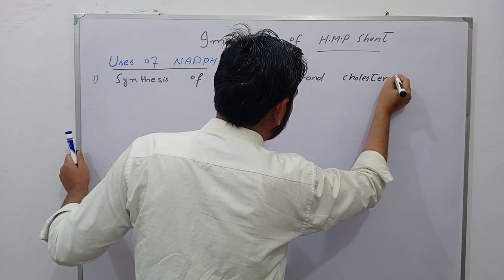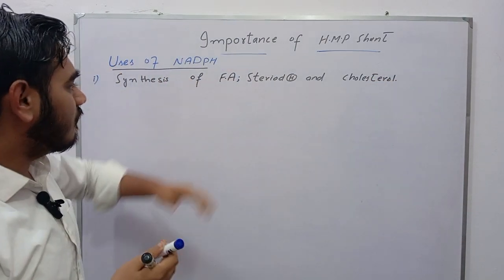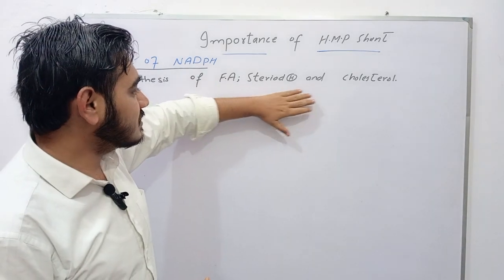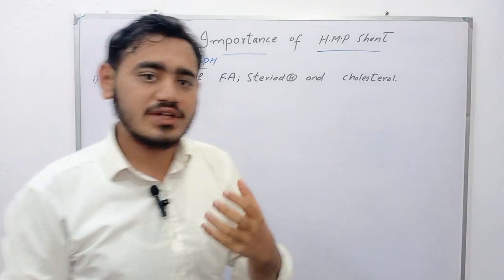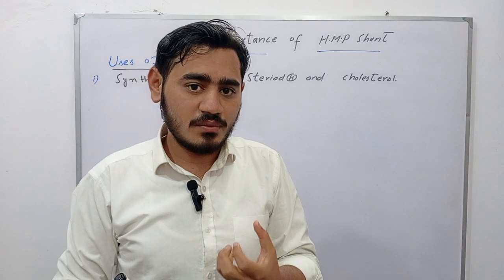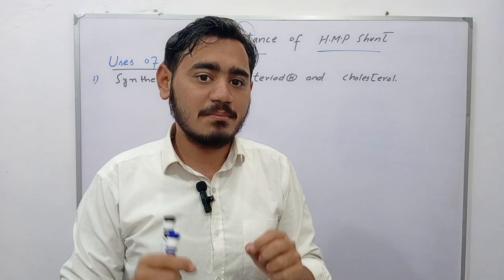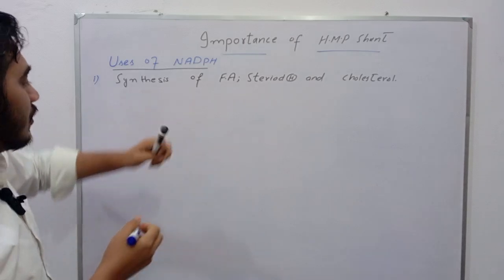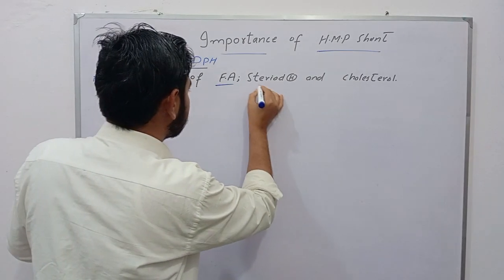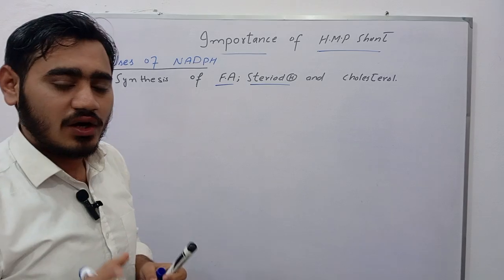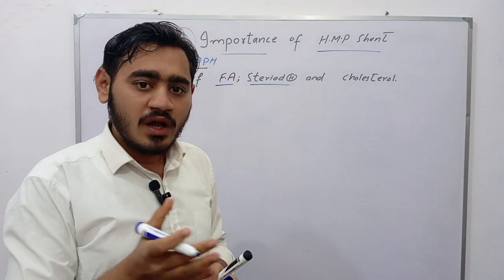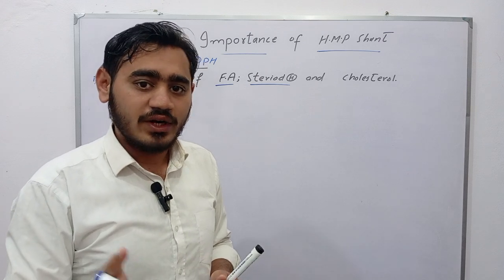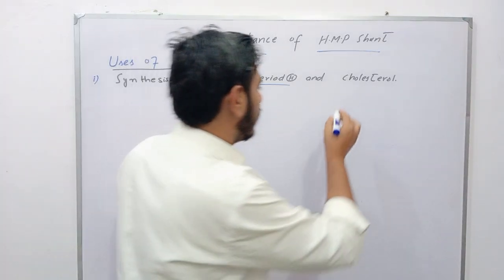They are all lipids. Friends, I have already uploaded lectures about fatty acid, steroid hormone and cholesterol synthesis. You can check the playlist on my channel, and the name of the playlist is lipid metabolism. So this NADPH is very important in the synthesis of fatty acids and steroid hormones. Steroid hormones include cortisol, aldosterone and the sex steroids, that are estrogen, progesterone and testosterone, and the last one is cholesterol.